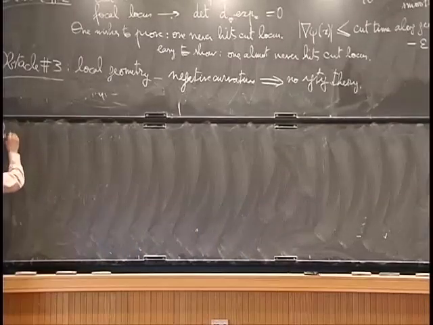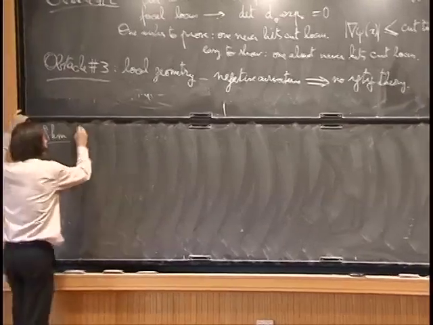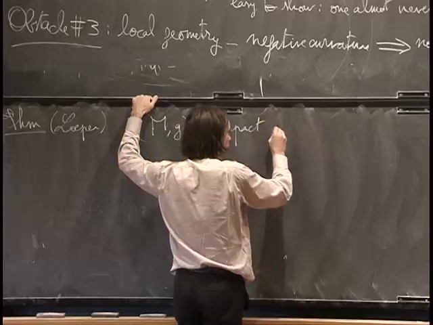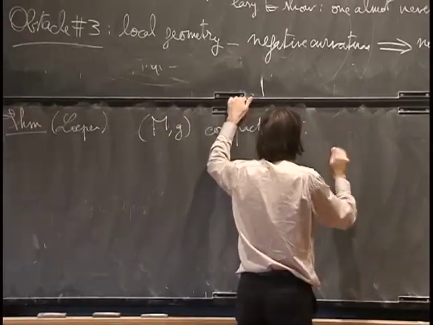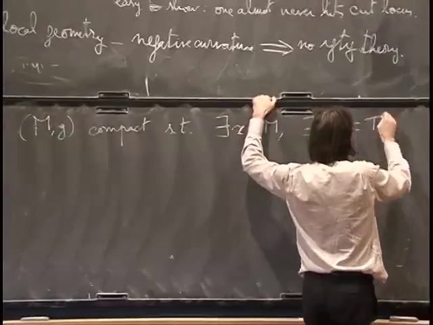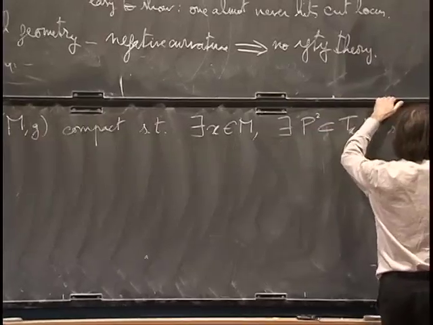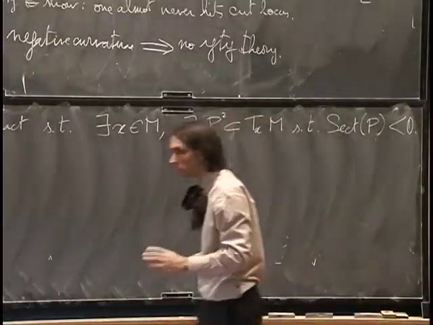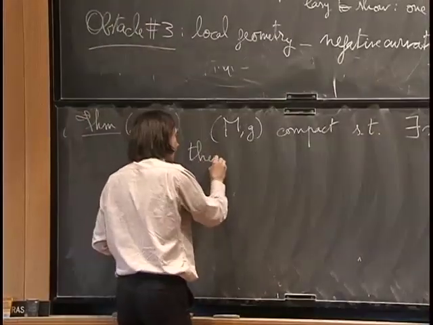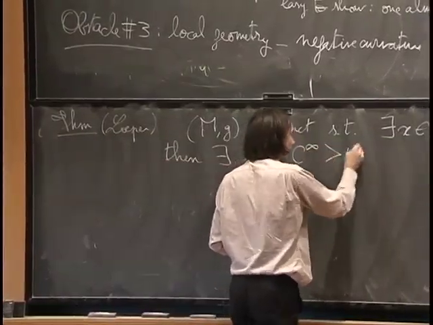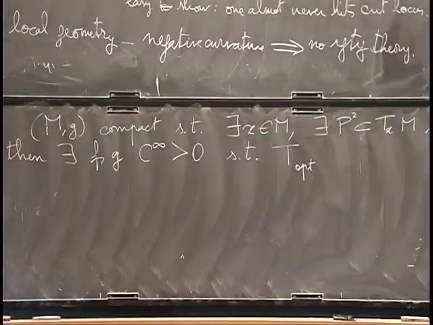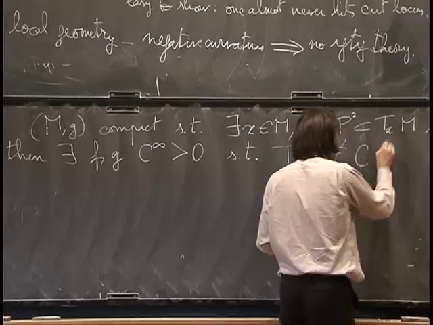So this is a theorem, a very striking negative result. This is due to Loeper. If you take (M, g), a compact Riemannian manifold, and you assume there is some region of negative curvature, so there exists some x in M and there exists some plane P included in the tangent space such that the sectional curvature along P is negative. Okay? You just say, assume there is one point and one plane along which there is negative curvature. Then there exist C-infinity positive densities F and G such that the optimal transport between F times volume and G times volume is discontinuous. So it's not continuous from M to M.